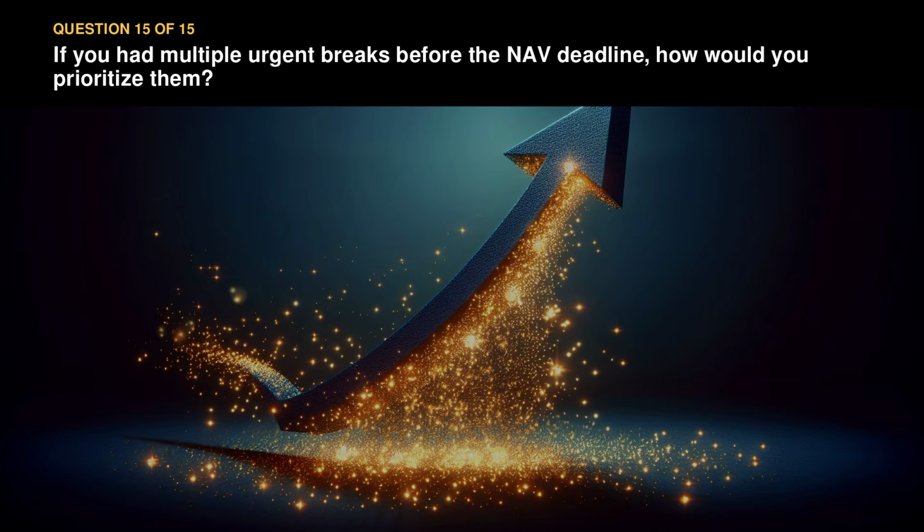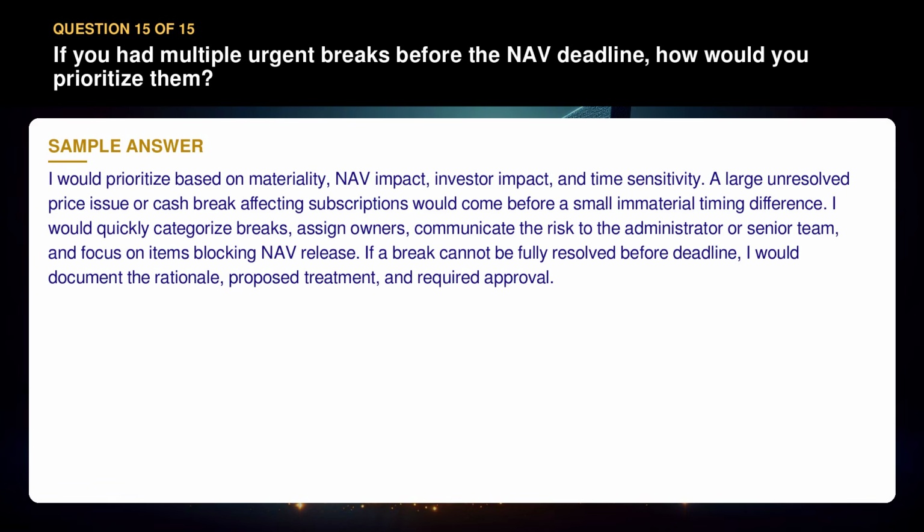Question 15. If you had multiple urgent breaks before the NAV deadline, how would you prioritize them? I would prioritize based on materiality, NAV impact, investor impact, and time sensitivity. A large unresolved price issue or cash break affecting subscriptions would come before a small immaterial timing difference. I would quickly categorize breaks, assign owners, communicate the risk to the administrator or senior team, and focus on items blocking NAV release. If a break cannot be fully resolved before deadline, I would document the rationale, proposed treatment, and required approval.